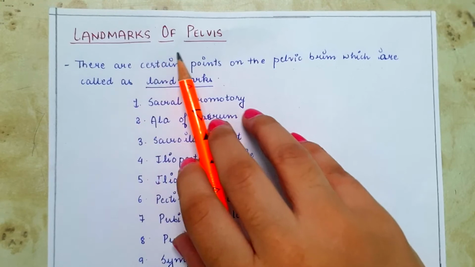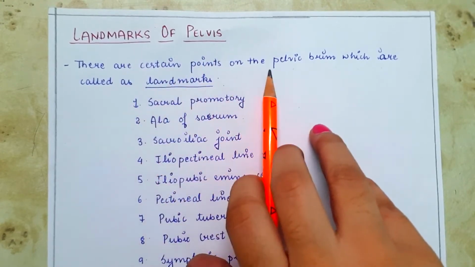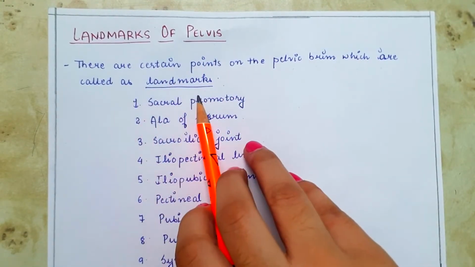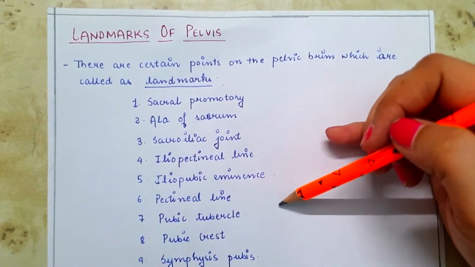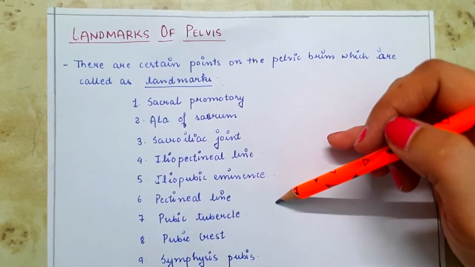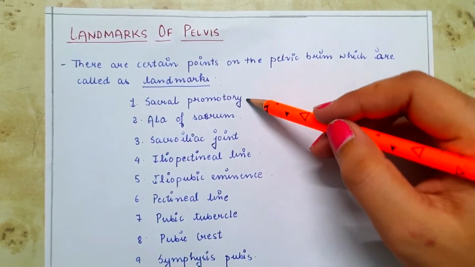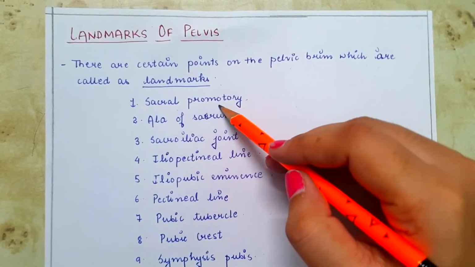Next are the landmarks of the pelvis. There are certain points on the pelvic brim which are called landmarks. There are a total of 9 landmarks present on the pelvic brim, which I will discuss one by one. Starting with the first landmark, which is known as the sacral promontory.